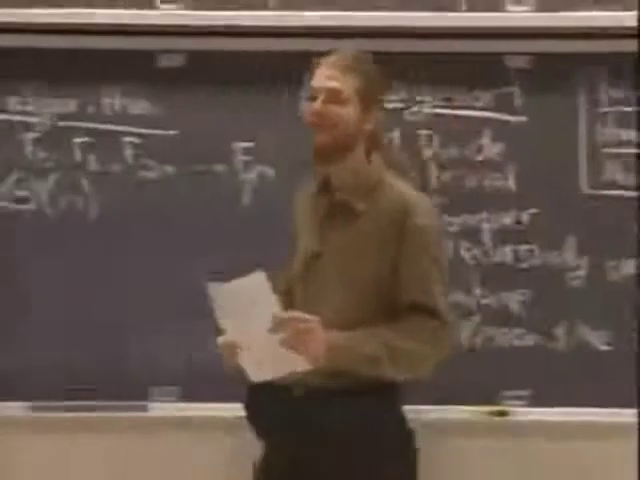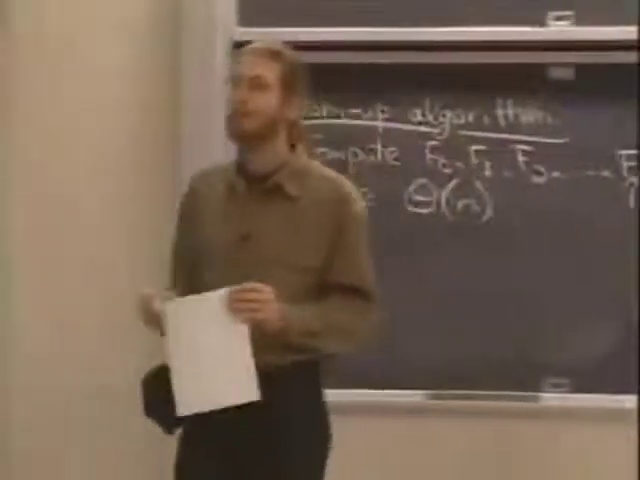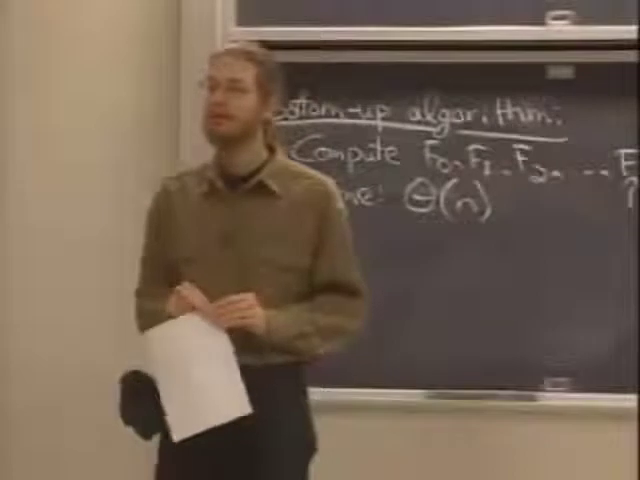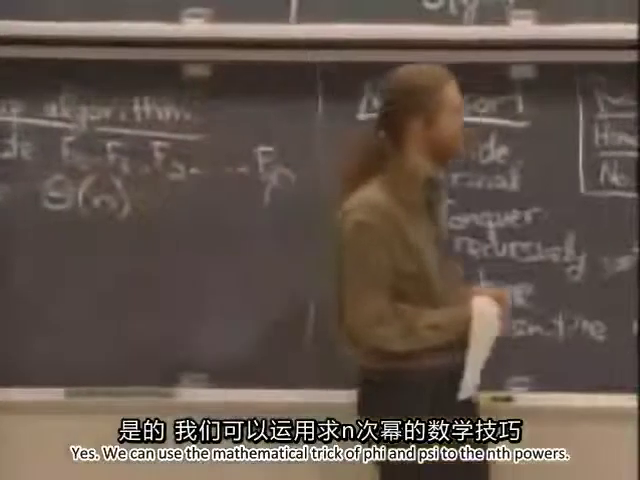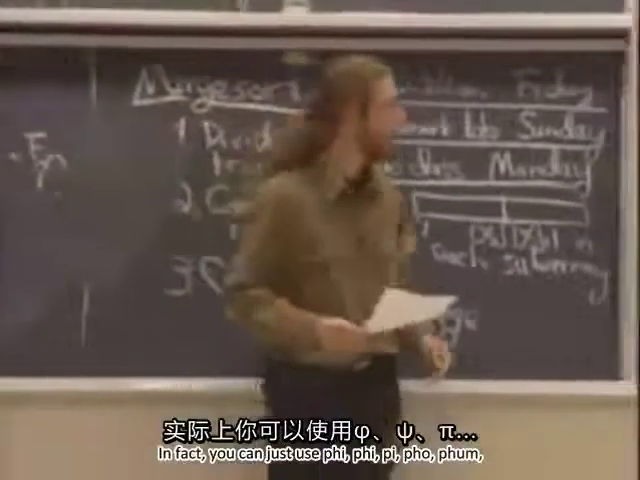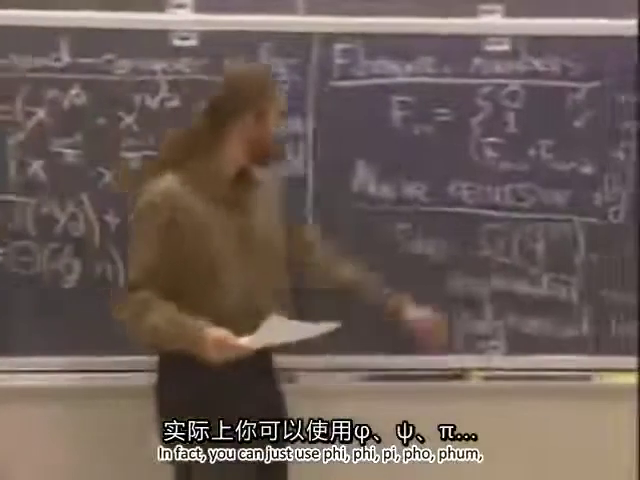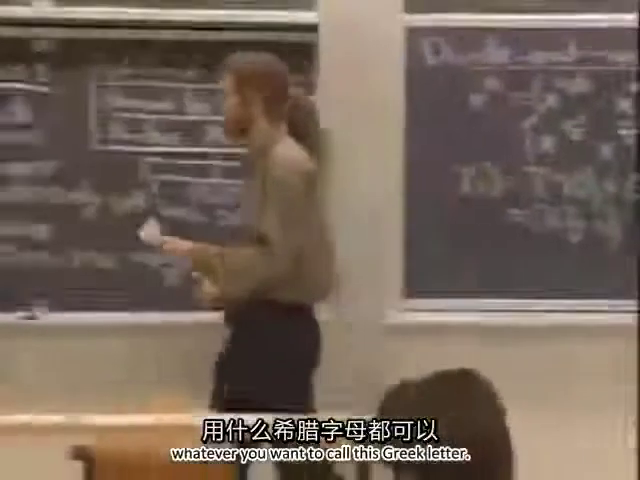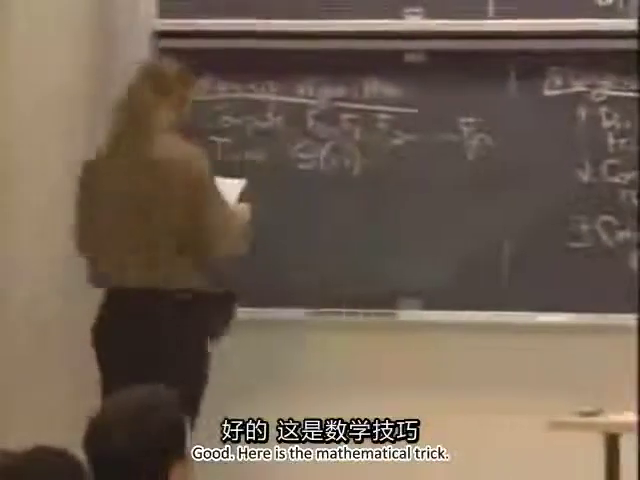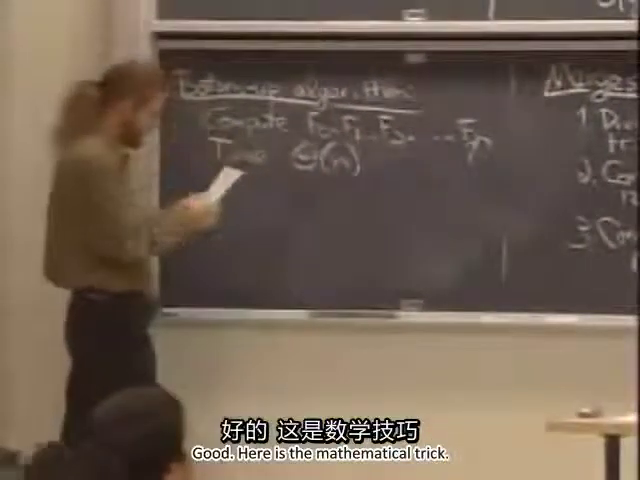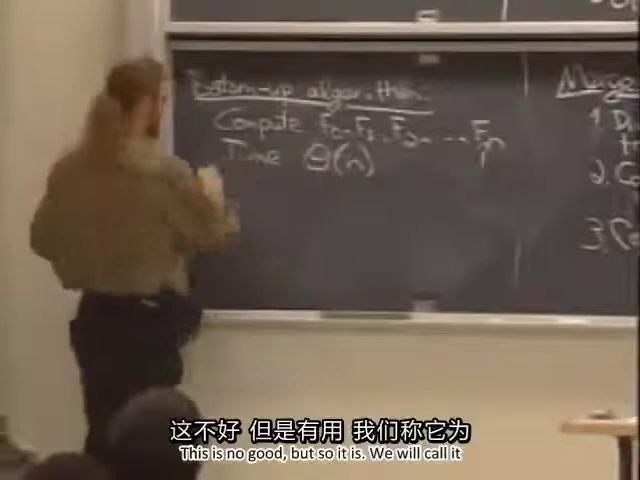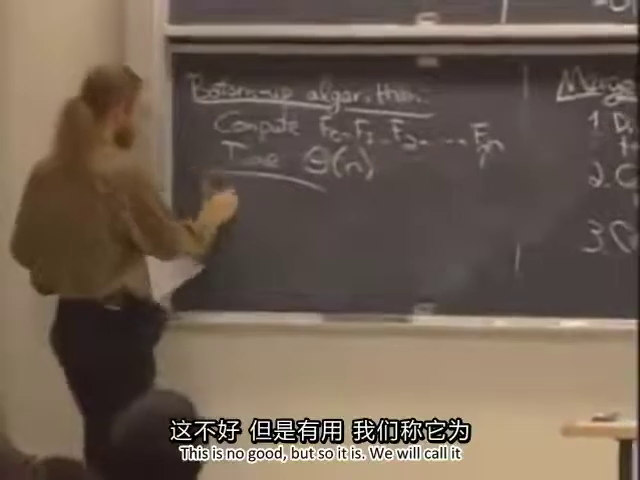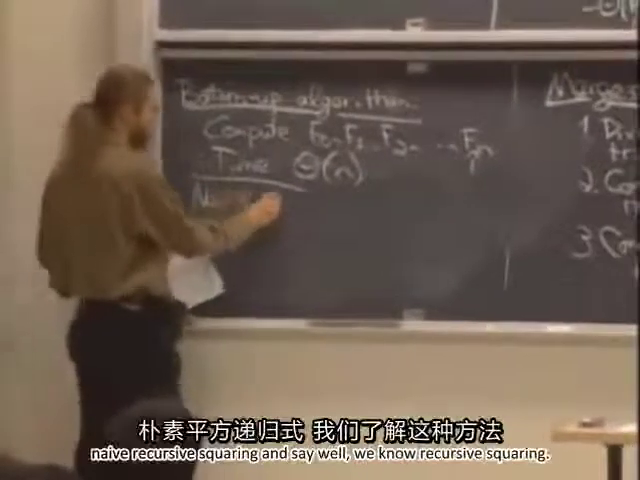Yes? Well, maybe it's cheating then, but there's the neat mathematical trick with phi and psi to the nth powers. Yes, we can use the mathematical trick of phi and psi to the nth powers. In fact, you can just use phi, whatever you want to call this Greek letter. Good. So here's the mathematical trick. And indeed, this is cheating, as you said. This is no good, but so it is. We'll call it naive recursive squaring.